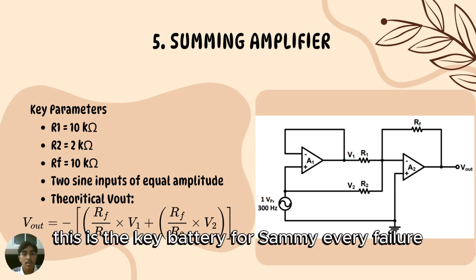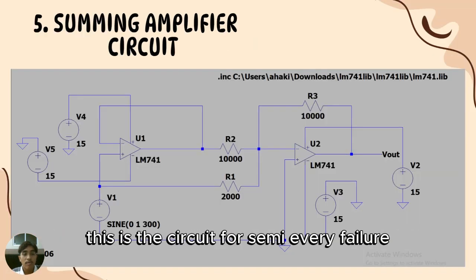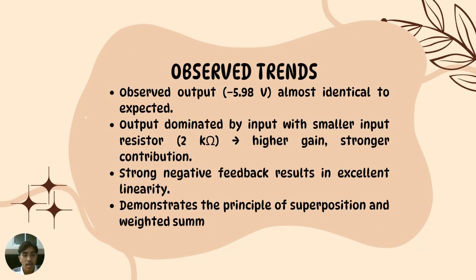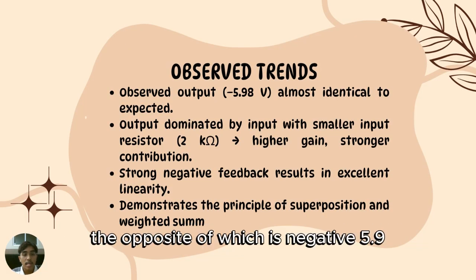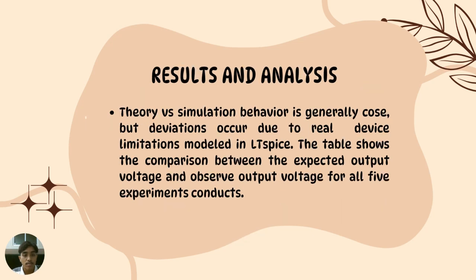These are the key parameters for the summing amplifier. This is the circuit for the summing amplifier, and this is the simulation for the summing amplifier. The observed output is negative 5.98 volt, almost identical to expected. The output is dominated by the input with the smaller input resistor, 2 kilo ohm, giving higher gain and stronger contribution. Strong negative feedback results in excellent linearity, demonstrating the principle of superposition and weighted sum.